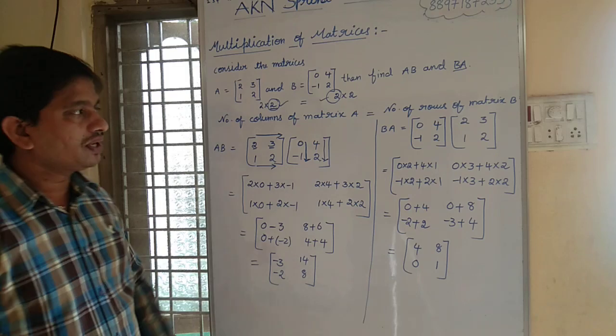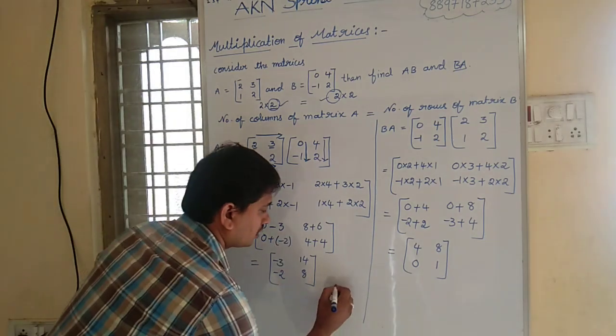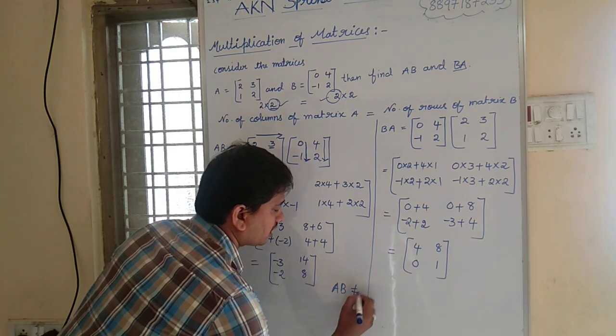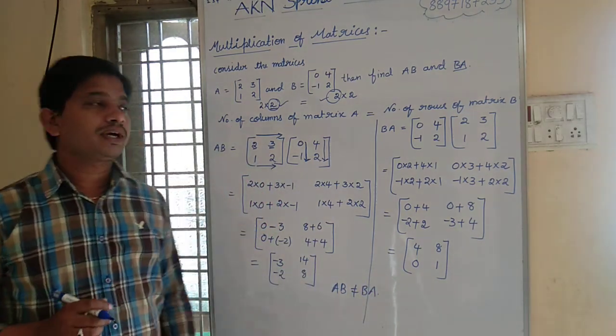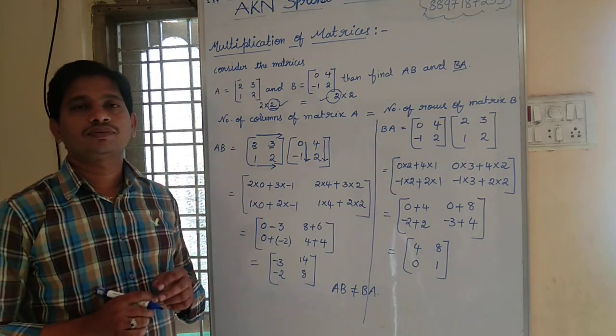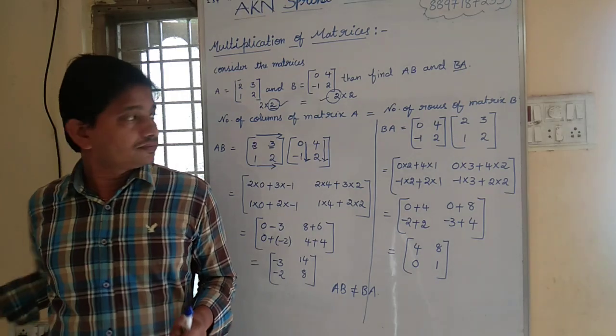Is AB equal to BA, children? AB is not equal to BA. Children, you understood how to multiply a 2 by 2 matrix. Now let us see how to multiply a 3 by 3 matrix.